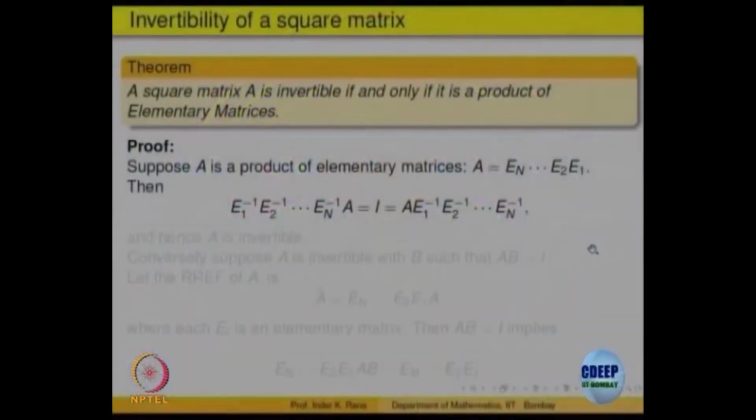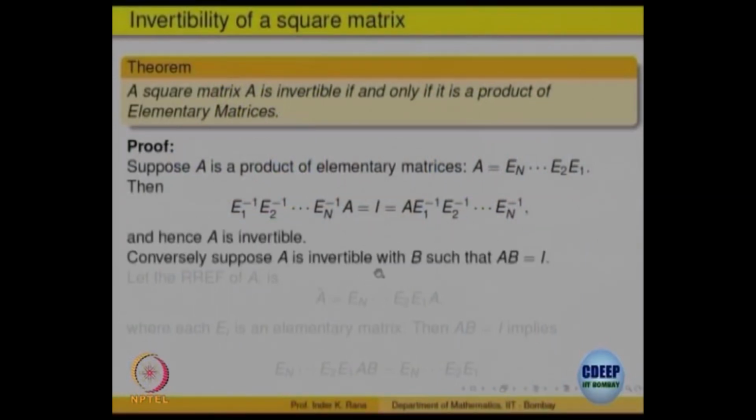Let us look at the other way around. What is the other way around? Conversely, suppose A is invertible, what do we want to prove? That A is a product of elementary matrices. What is the definition of invertibility? It says A is invertible if there is a matrix B, so that A into B is equal to B into A equal to identity.